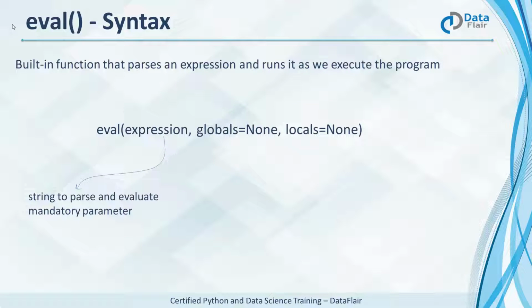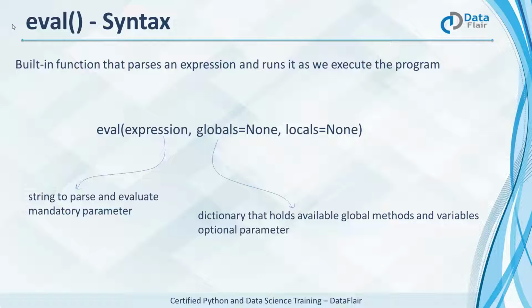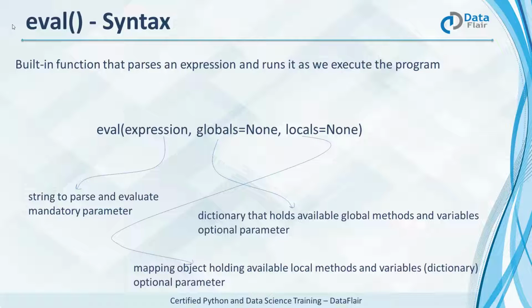This is not optional. Globals is a dictionary holding the available global methods and variables. This is optional. And so is locals. This is a mapping object holding the available local methods and variables. This is a dictionary. The globals and locals parameters aren't necessary, but if skipped, they take up the value None. Globals returns a dictionary of the module namespace, and locals returns that of the current namespace.